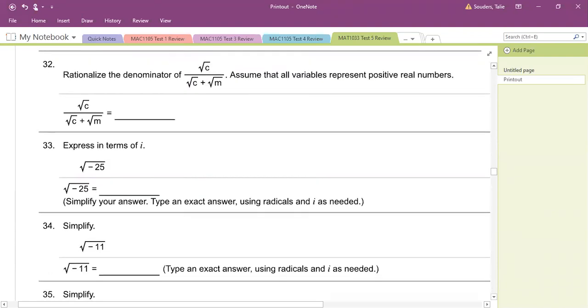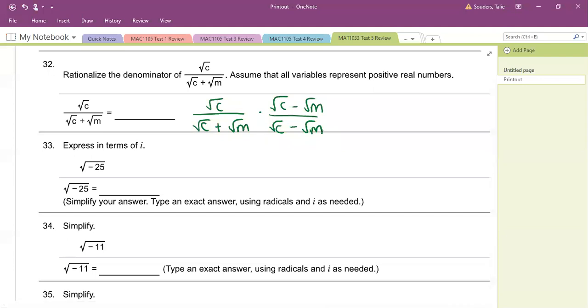Okay, number 32. When you have multiple terms in the denominator, in order to get rid of the radicals, you need to multiply by the conjugate, which means you need to change the sign in the middle. So we're going to multiply by the square root of c minus the square root of m, top and bottom, because as you'll see when we work it out, that will ultimately cause the radical to disappear from the denominator, which is the goal. So in the numerator, we're going to distribute.